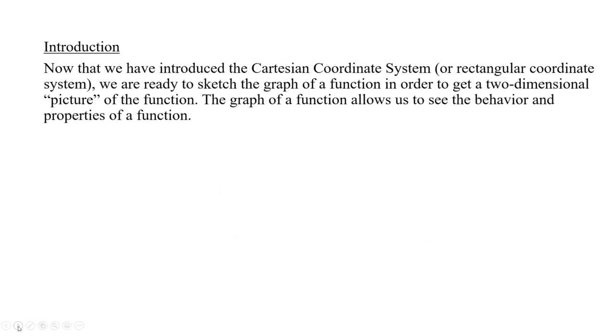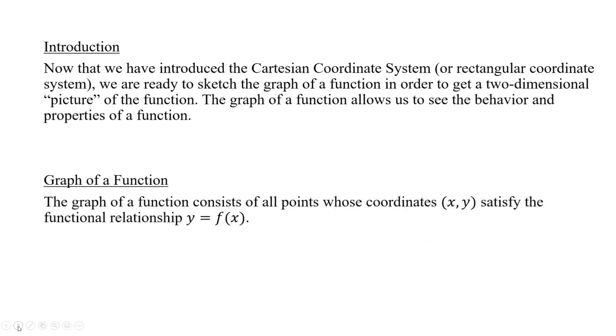Now, the graph of a function consists of all points whose coordinates (x, y) satisfy the function. Whatever function you have, y as a function of x, any x value you pick should give you a certain, unique y value. Those ordered pairs give you the graph of the function. If you have as many ordered pairs as you can and you connect them, that's the graph of the function. Today we are going to see linear functions.